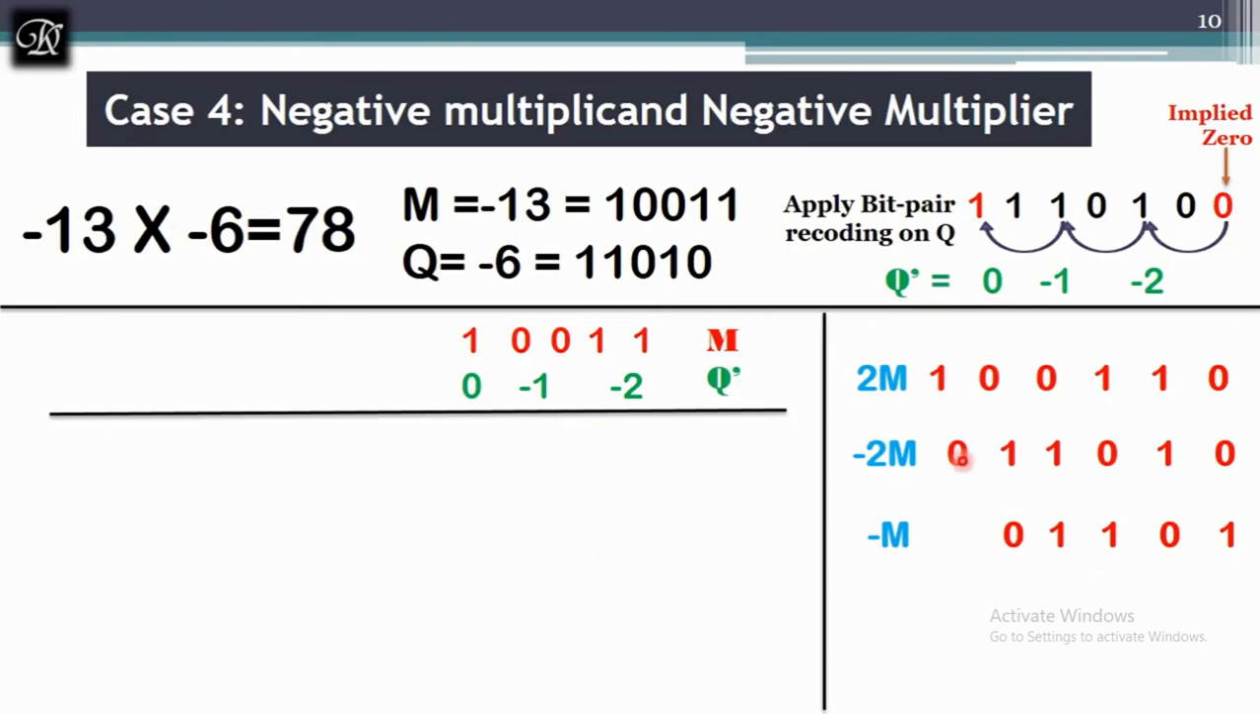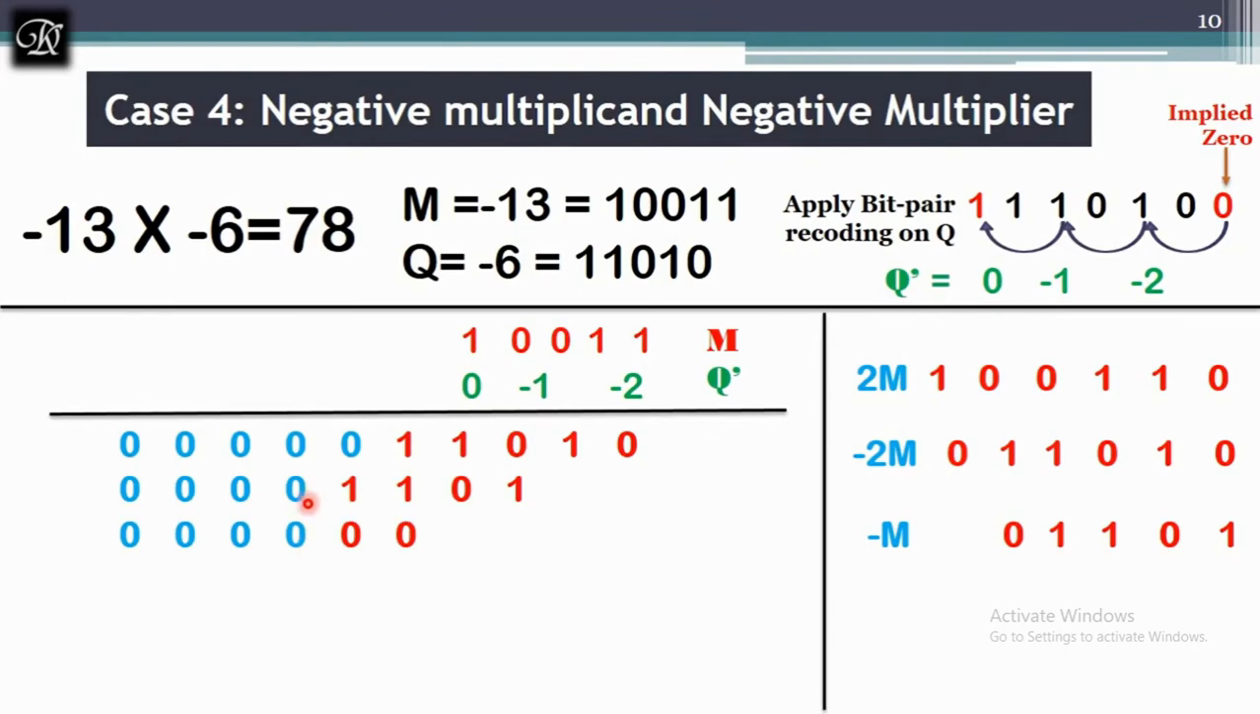So let's write positive 26 on the first partial product, and the sign bit is 0, it's extended. And next we are writing positive 13, because negative 13 is multiplied with negative 1, so positive 13. And we are writing an extension of the same. Then we will be writing 0. Let's find the final product.